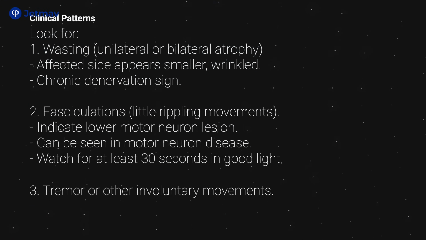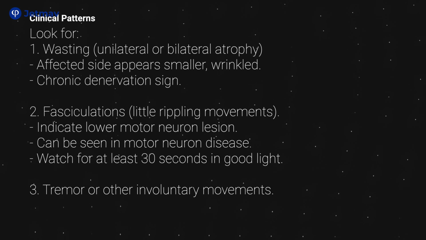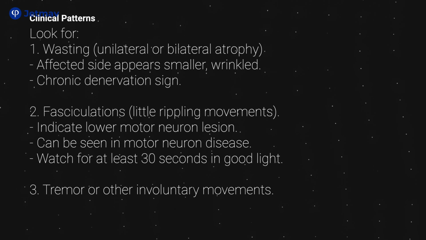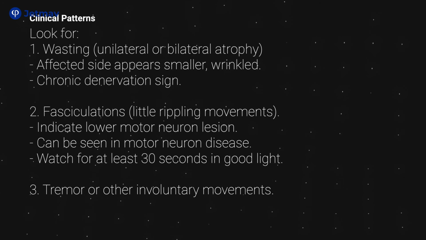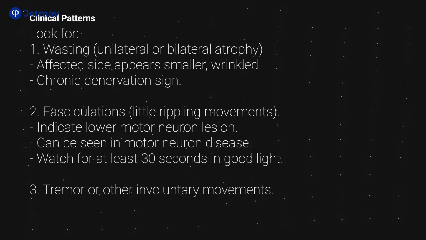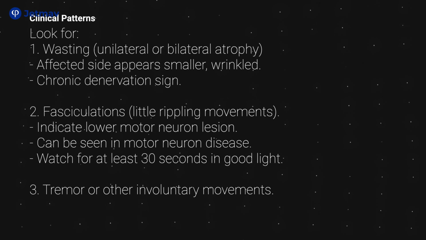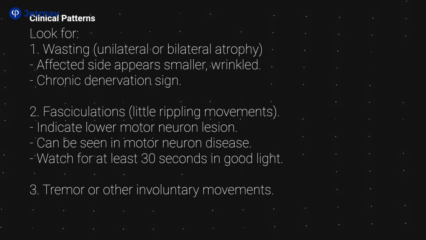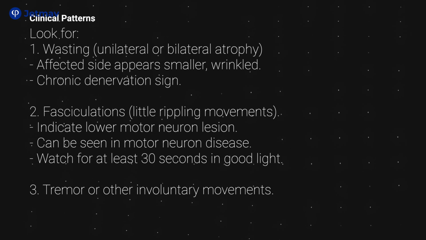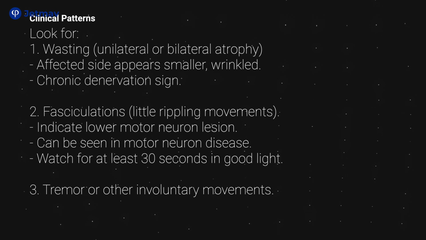Now on inspection, we're going to tell the patient to open their mouth. They should keep their tongue inside, not protrude it. What you're looking for is any wasting on the tongue, which can be unilateral or bilateral atrophy. We look for wasting, we look for fasciculation. We also watch out for any tremor or other involuntary movements. So at rest, we're going to tell the patient, open your mouth, but still keep your tongue inside. So we look out for any tremor, any fasciculations, and also any wasting.